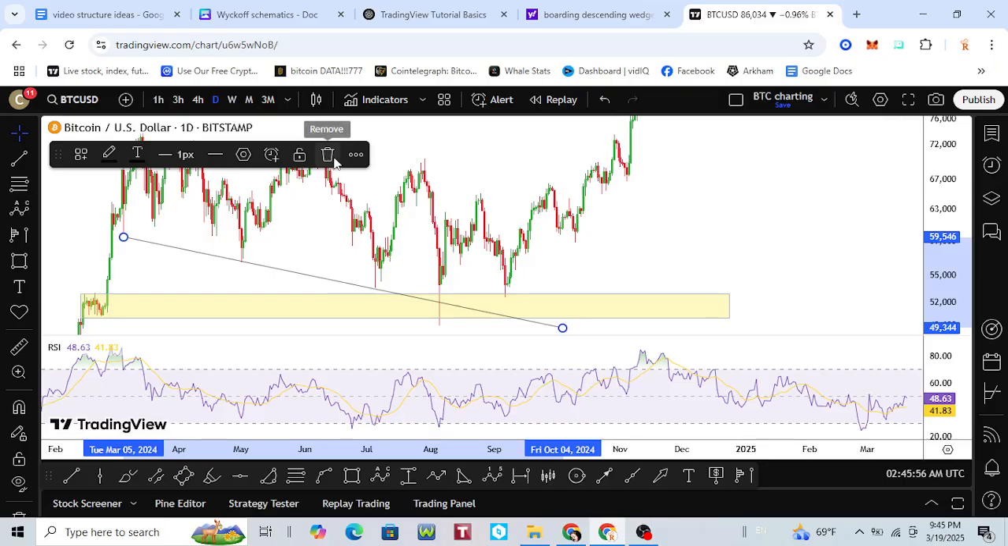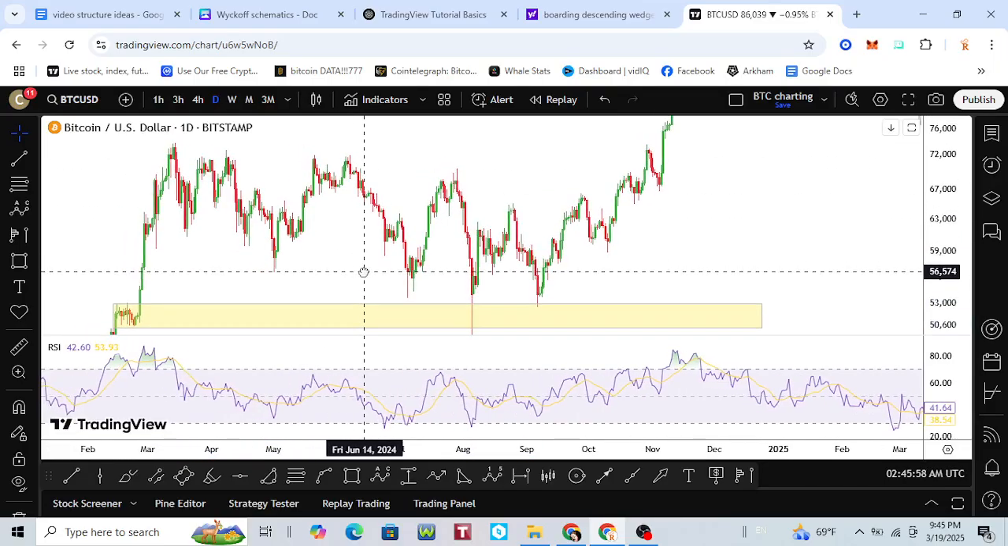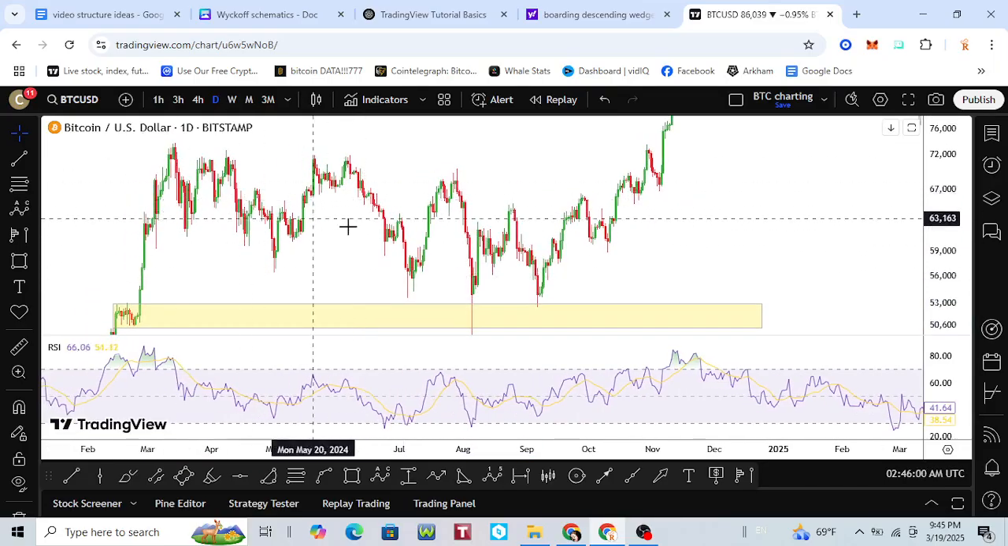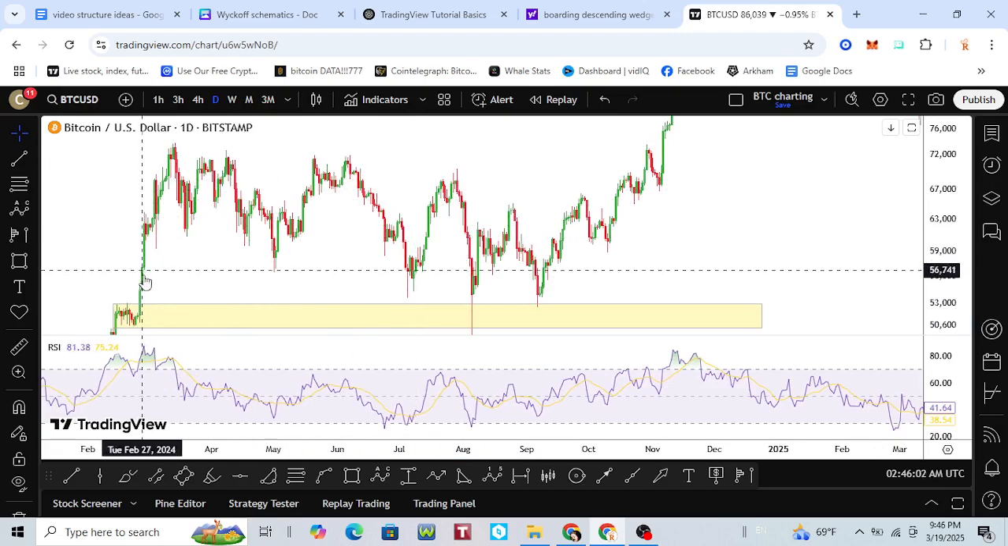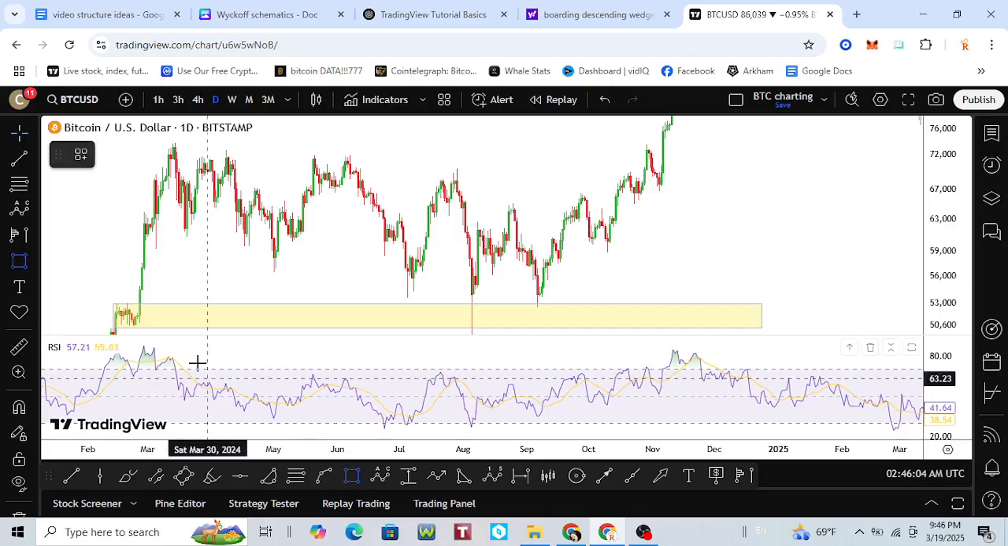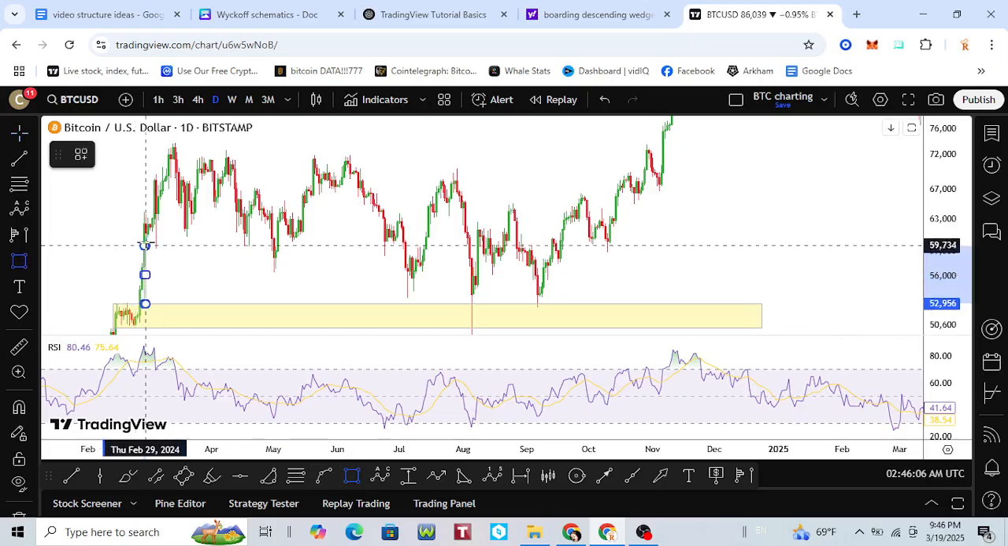Let me get rid of this real quick. We're going to get back to it. All of this price was being held up by a toothpick. Literally. This right here is what was holding up price.